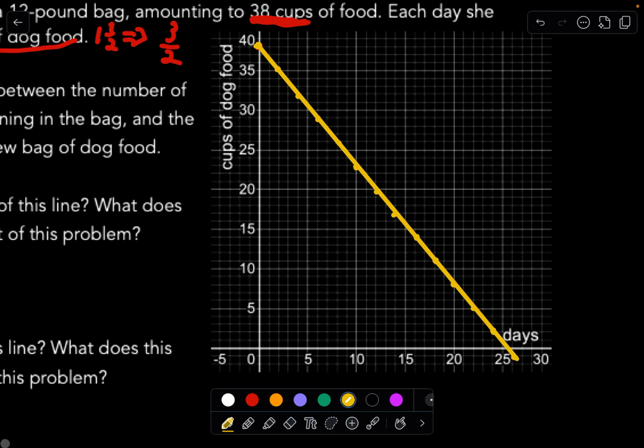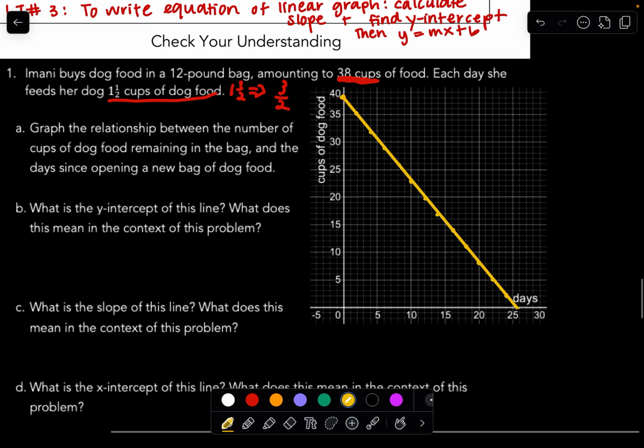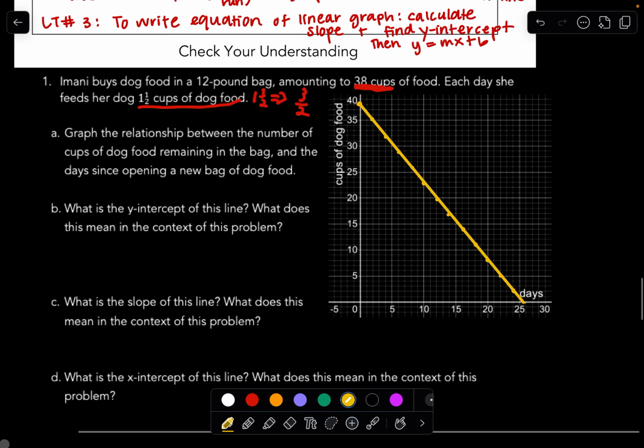Okay. Now, notice I went on the other side of the x-axis, which means we're down here in the negatives. That's just how our counting worked. It doesn't make sense to have a negative amount of dog food. Okay, so I'm going to erase that. I was just trying to get a more accurate graph. Okay, and so there's a graph of the remaining dog food versus the number of days.